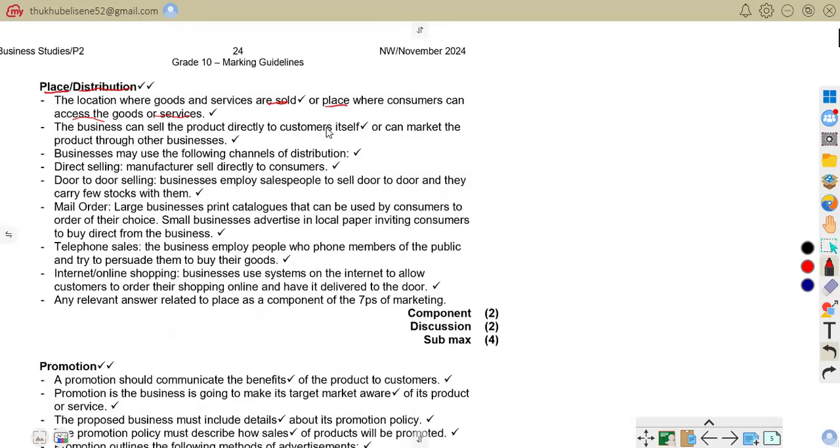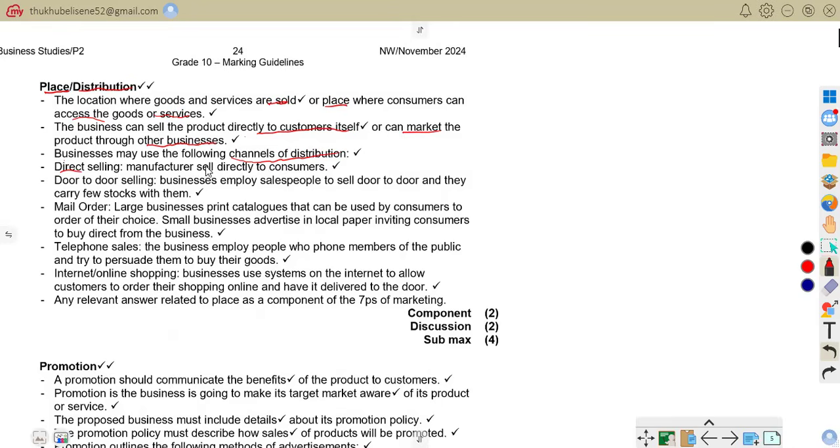Make sure that your products and services are easily accessed, because that will help you a lot, as that will increase the sales. Business can sell their product directly to consumers itself, or can market the product through other businesses. Business may use the following channels of distribution.